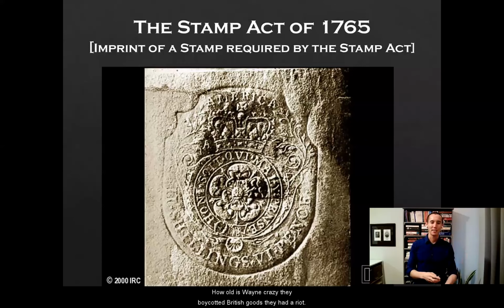They had riots, especially in Massachusetts. Massachusetts is the epicenter of crazy leading up to the American Revolution. It's what South Carolina will be leading up to the Civil War. But Massachusetts has the craziest people and does the craziest things. And so colonists went nuts.